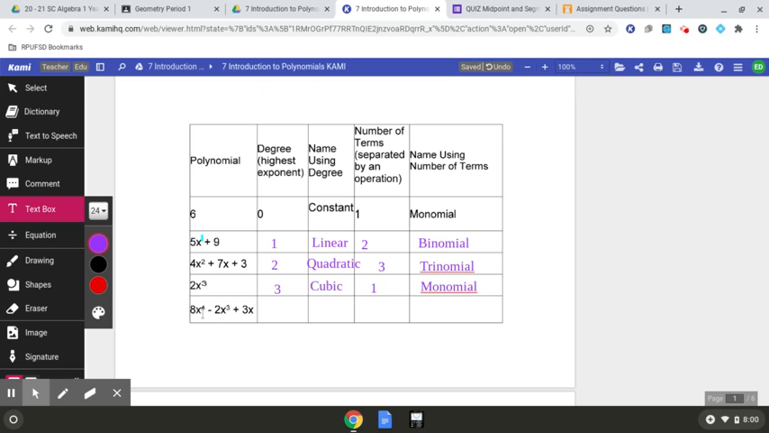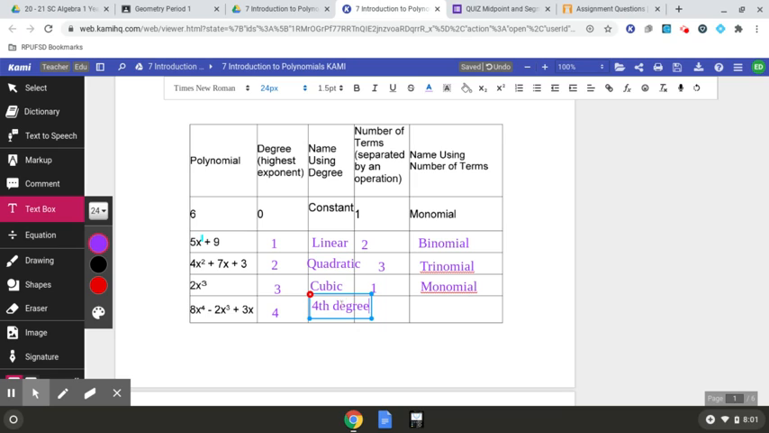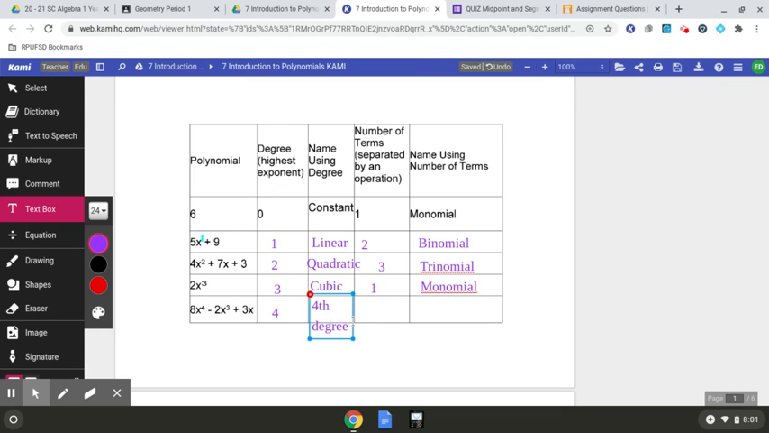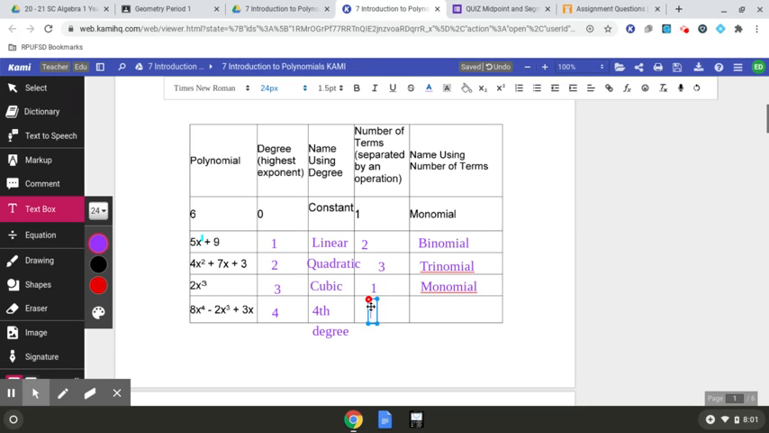Okay, and then the last one, we have an exponent of 4. That's our highest exponent, right? And when you have an exponent larger than 3, you would just say the 4th degree. So let's say you had an exponent of a 5. It would be the 5th degree. You don't have to know the names beyond 3. When we talk about the number of terms here, we have 1, 2, 3 terms. And that repeats again, and that's called a trinomial.